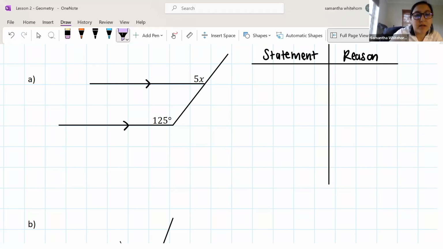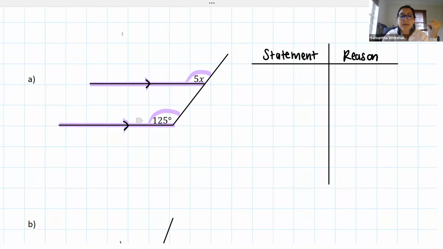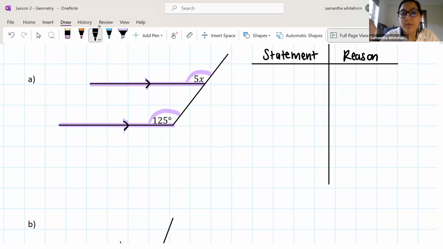Here are my parallel lines. I know that because it's got this arrow on it. We can see that the 5x and the 125 sit in corresponding positions. It's like an upside down F, so I look out for that shape. They're on the parallel lines. And so exactly, we can use corresponding angles here. Now remember, corresponding angles are equal to each other.